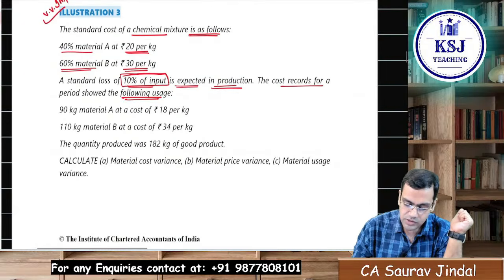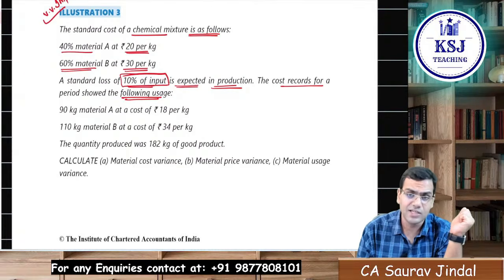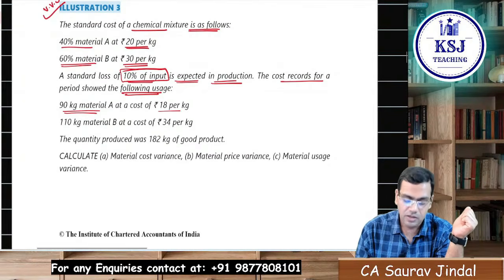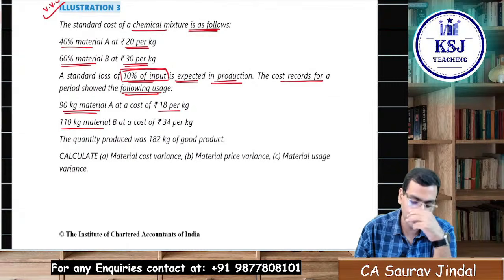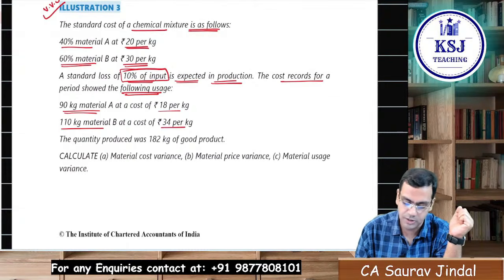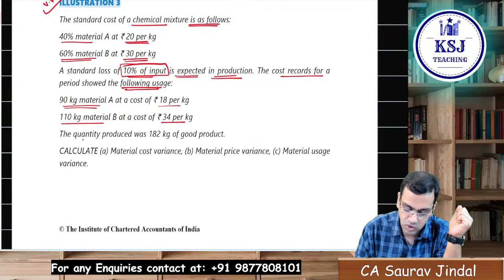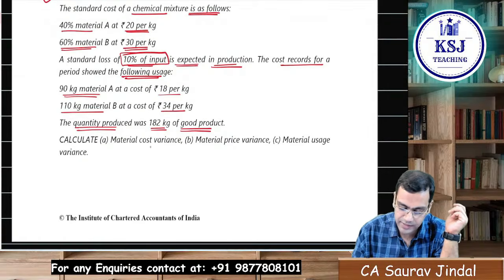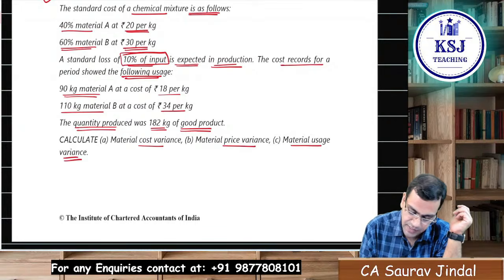Okay, so the actual data is given now. The actual data says 90 kg of material A has been utilized at the rate of 18 per kg and 110 kg of material B has been utilized at the cost of rupees 34 per kg. The quantity produced was 182 kg of good product. Clear? 182 kg of good product. Calculate the material cost variance, material price variance and material usage variance.